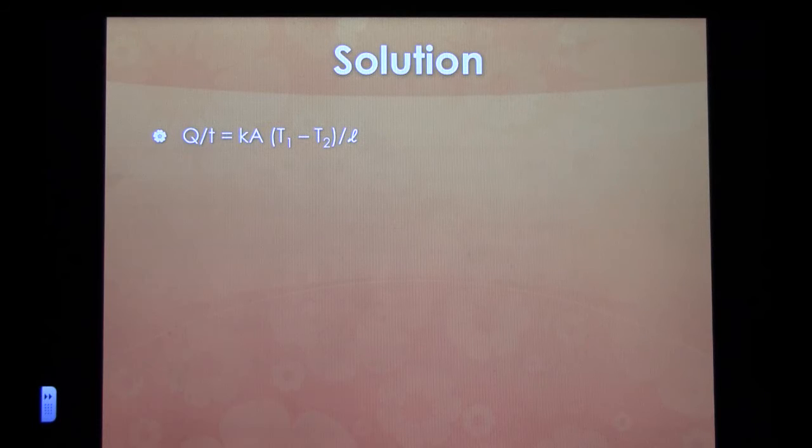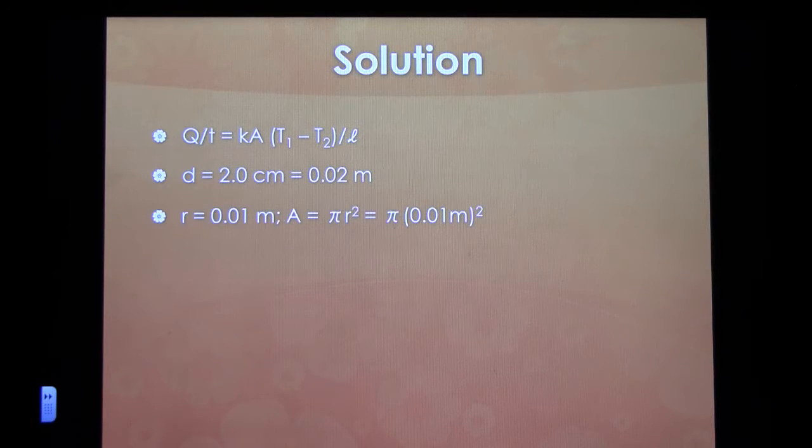We know that rate of heat conduction is calculated using this formula, but we're not explicitly given the area, so we have to find the area. We'll use the diameter that's given, 2 centimeters, and change it to 0.02 meters. Then we'll change that diameter to a radius, cutting it in half, to get 0.01 meters, and then finding the cross-sectional area, we have pi r squared. So pi times 0.01 meters squared will give us the area.